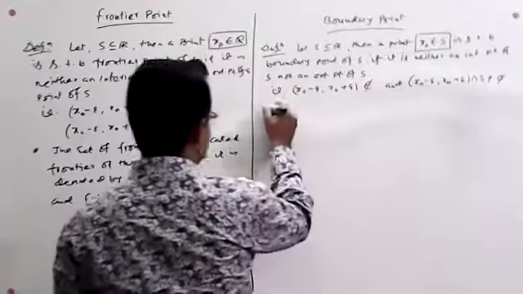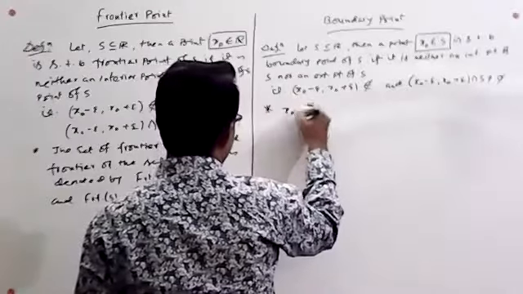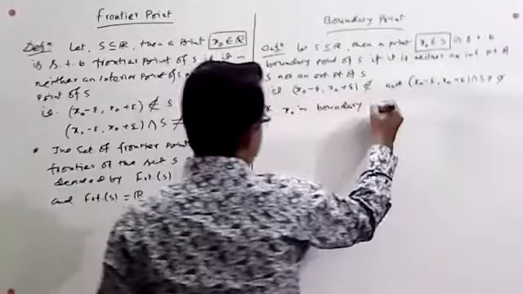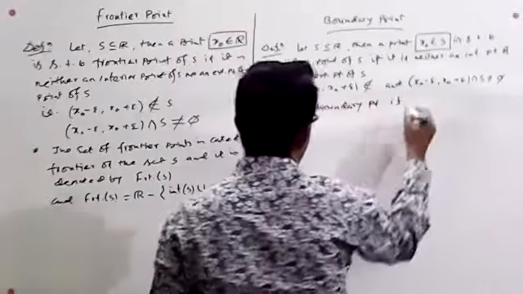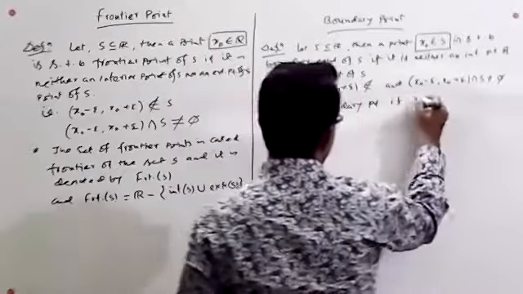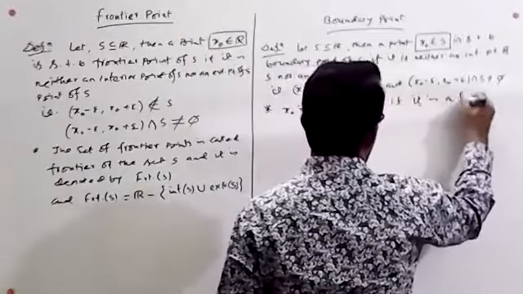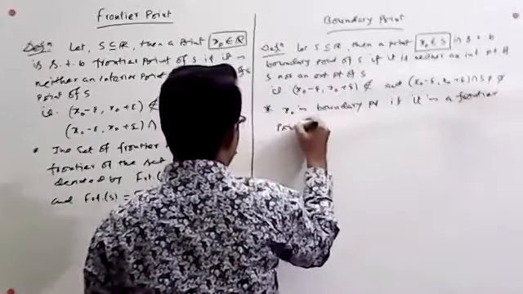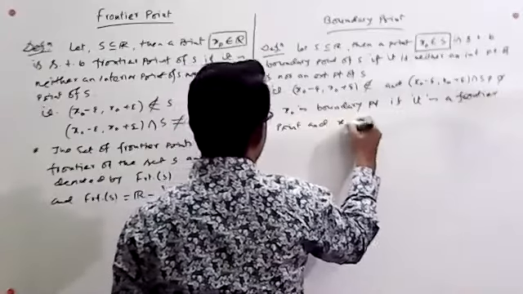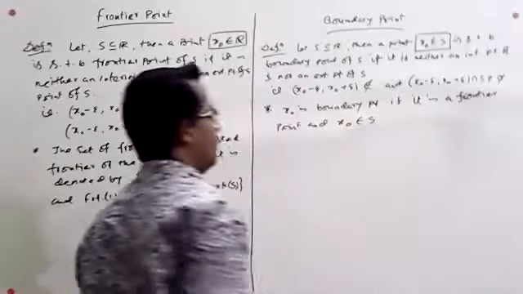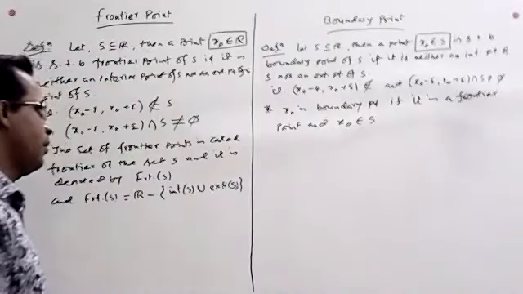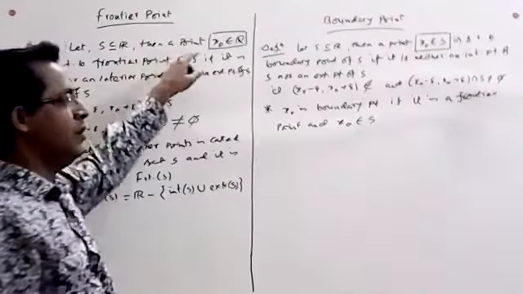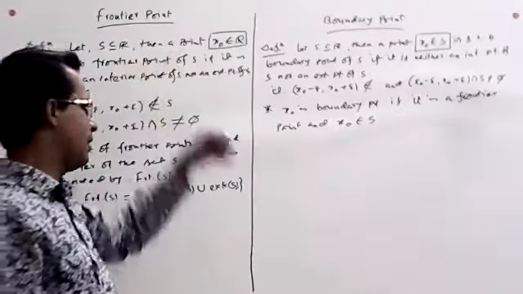That is, we can say that x0 is a boundary point if it is a frontier point and it belongs to the respective set S. So this is the only difference. A boundary point of course belongs to the set, but the frontier point need not belong to the set.